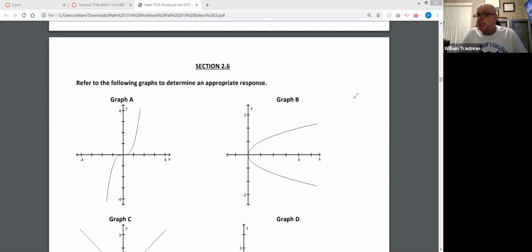So I went through the test, and then I went through the review, and I'm going to find some problems very similar that are on the test.